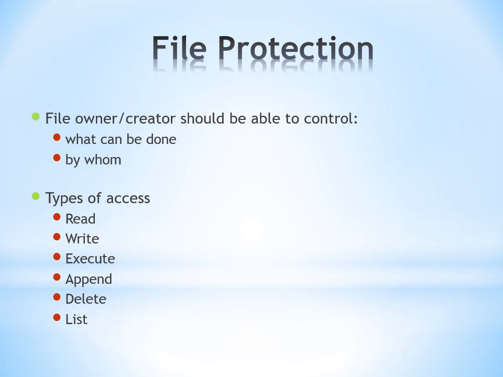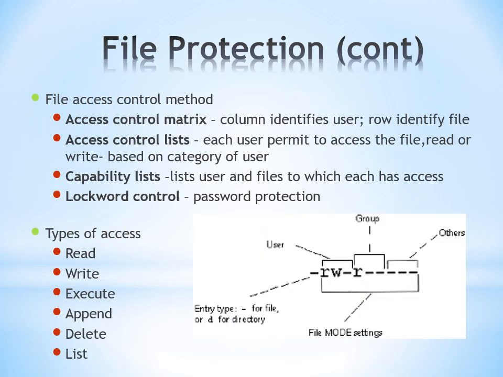So this is file protection. The file owner should be able to control what can be done and by whom your file can be accessed. The types of access can be read, write, execute, append, delete, or list of the file. So this is a file access control method.